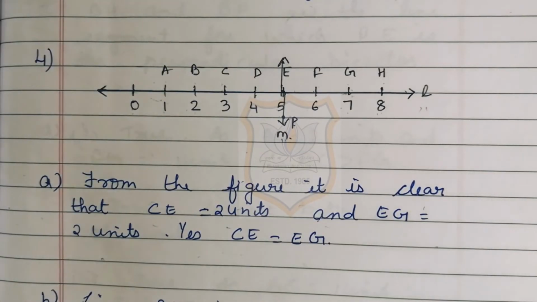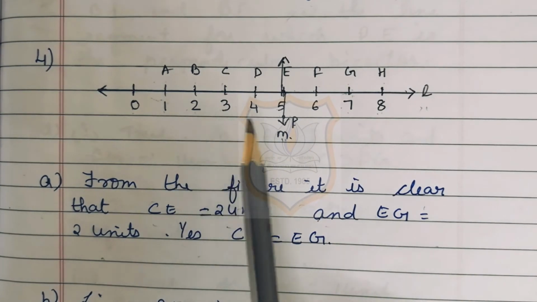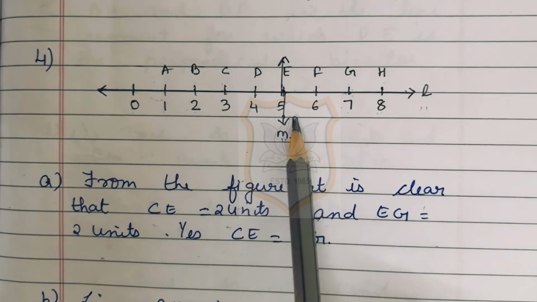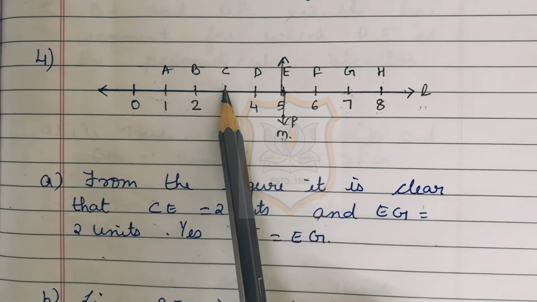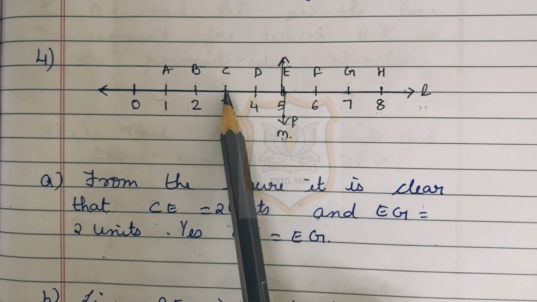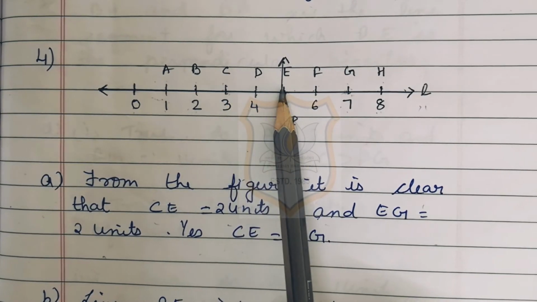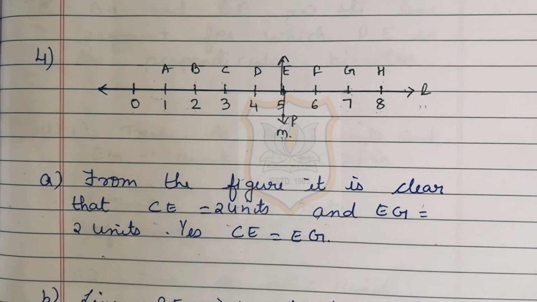Students, here line PE intersects line segment CG. This is line PE, which intersects line segment CG at a point E. Here you can see that from C to D and from D to E is 2 units, and from E to F and F to G is 2 units. So E is the midpoint. So we can say that yes, line PE bisects line segment CG.